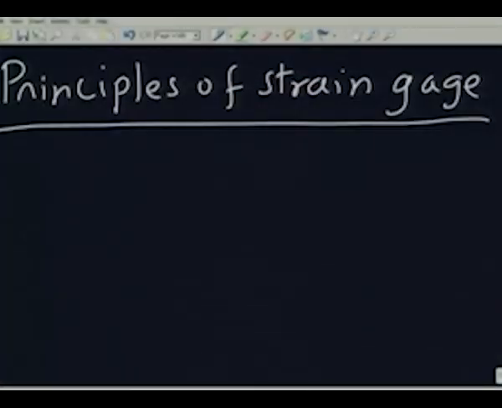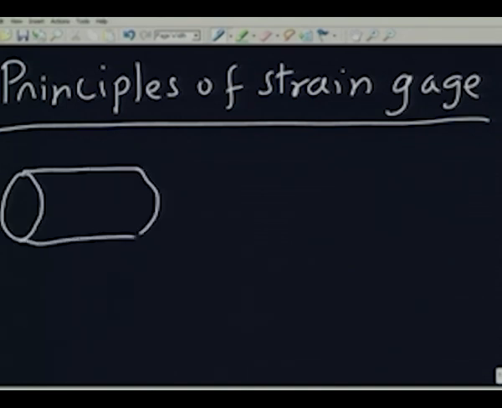So, let us assume that we have a cylindrical object. For example, it could be a wire. So, I will say the length is L and the area of cross section is A. So, I have a small piece of material in the form of a cylinder which has a length L and a cross sectional area equal to A. This is a solid cylinder.